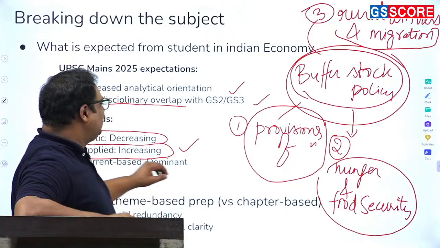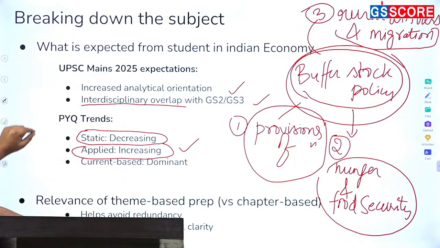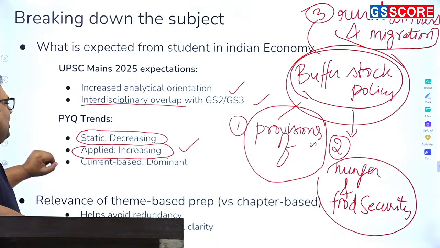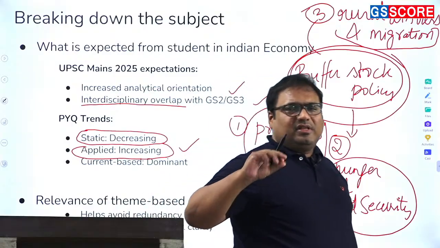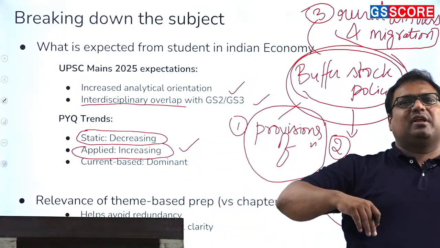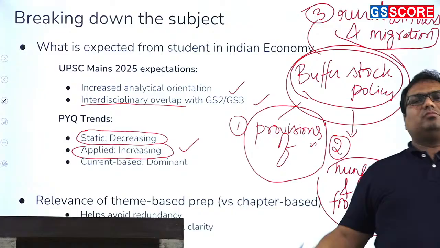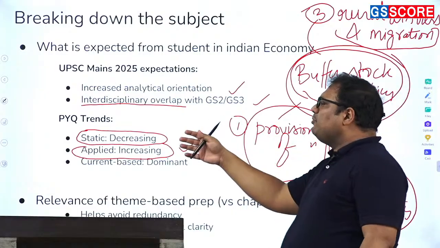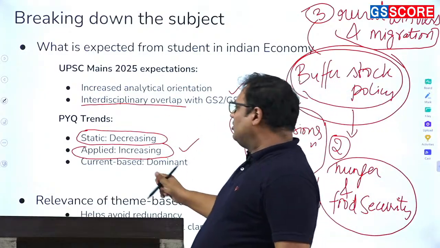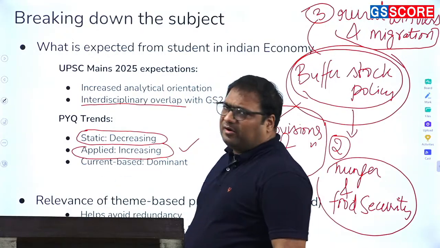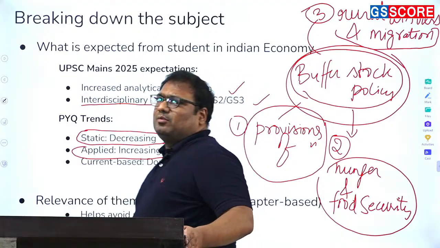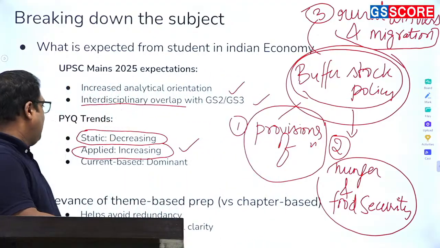Okay, no single theme you can say is 100% static, it is 100% applied, it is 100% current based. No theme is like that. Okay, certain themes can have more static, certain themes can have more applied. So that of course can be there, but each theme would have certain aspect of each. It can be static, it can be applied, it can be current based, it can be interdisciplinary. So these are the points that I'm talking about.